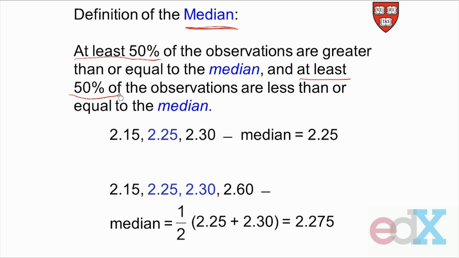So, for example, if we have 3 numbers, then it's the middle one. So the median is 2.25. In fact, this is true for any odd number of numbers.